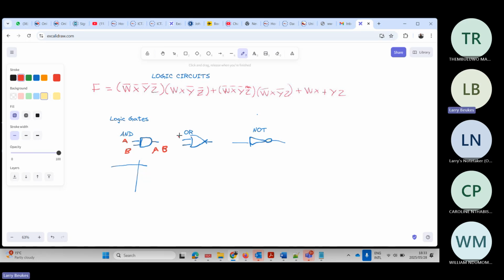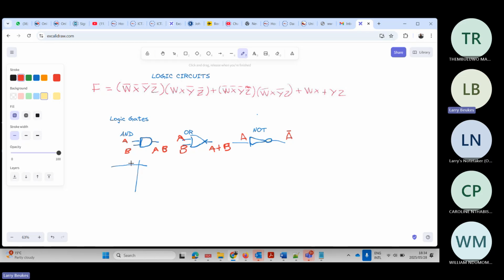Then for the OR gate, the input is A, and then this is B. So the output will be A or B, right? We represent it by this plus. So this is A or B. Then for the NOT, if the input is A, the output will be A naught, basically the complement. So if the input is 0, the output will be 1. If the input is 1, the output will be 0.